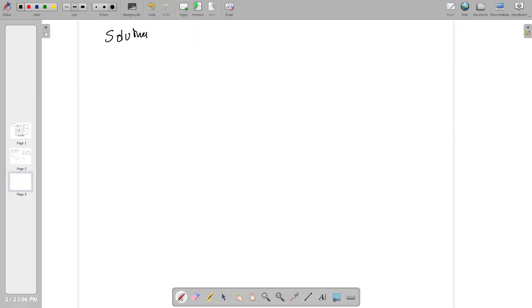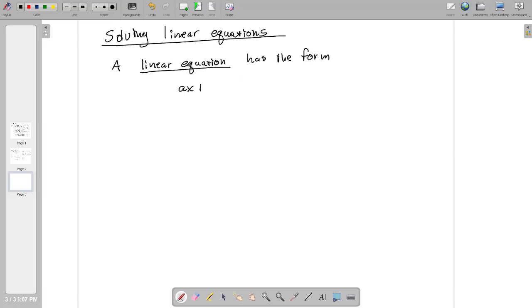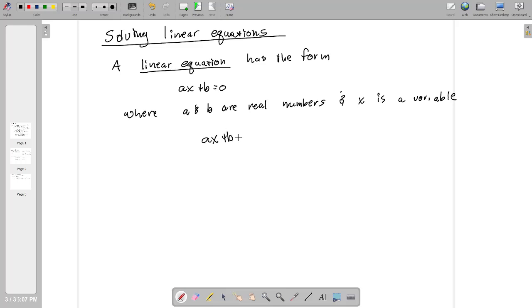The next thing we're going to talk about is solving linear equations. A linear equation has the form ax plus b equals 0, where a and b are real numbers and x is a variable. Now, a similar equation, ax plus b equals c, is also linear. In order to get it into the form in the definition here, all we have to do is subtract c, and then we have ax plus b minus c is equal to 0.